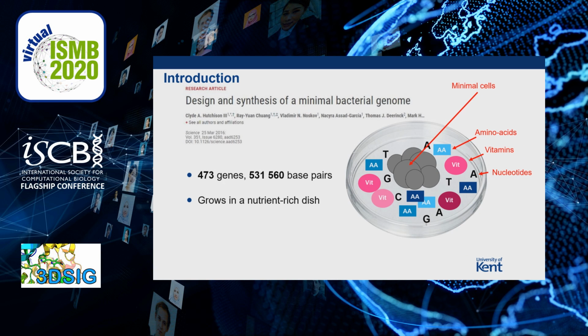In 2016, scientists from the Craig Venter Institute designed and synthesized the first minimal bacterial genome. This genome had 473 genes and 530,000 base pairs. And these were only the genes essential for survival and for growth. And this minimal bacterial cell grows in a nutrient-rich dish. The question that was immediately asked was, what do these genes do? What are the functions essential for life?